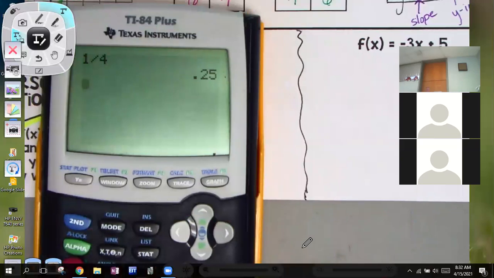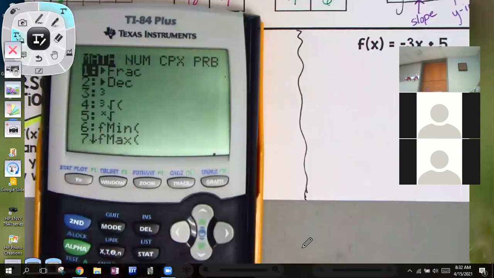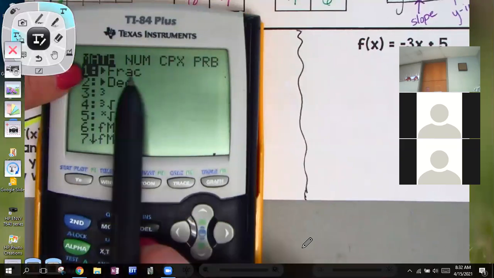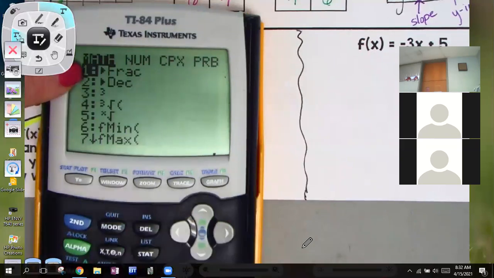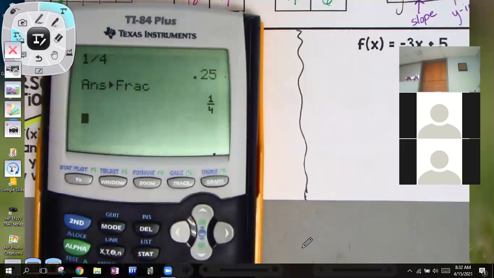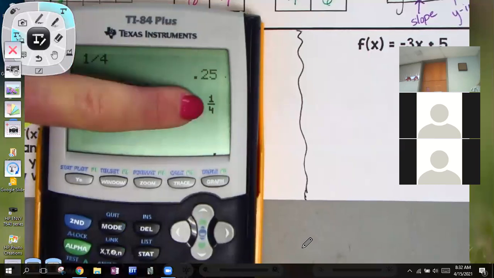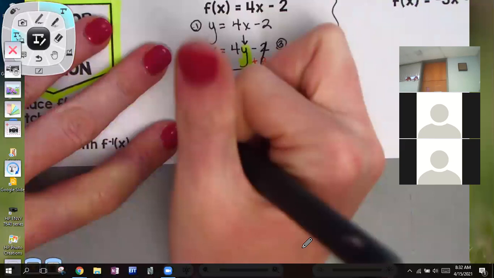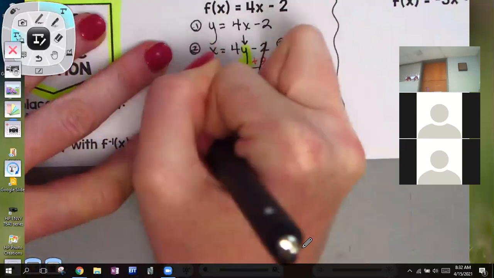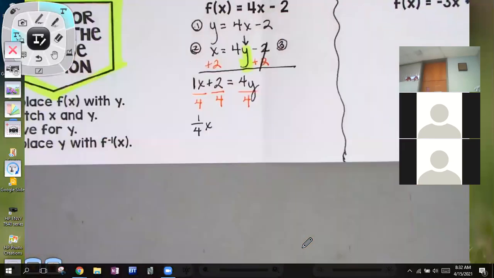We hit math, it's right under the green button. And then the very first thing says frac, that's fraction. Hit enter, enter. And what is it? 1/4, okay? So I'm just gonna do 1/4, and then I'm gonna bring down my X. All right, the next one, what am I dividing?